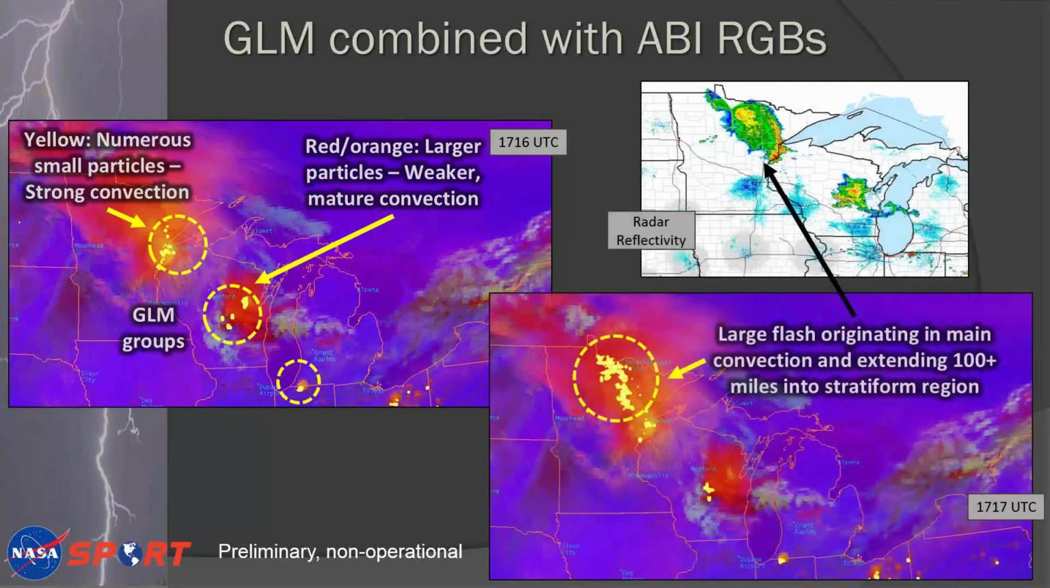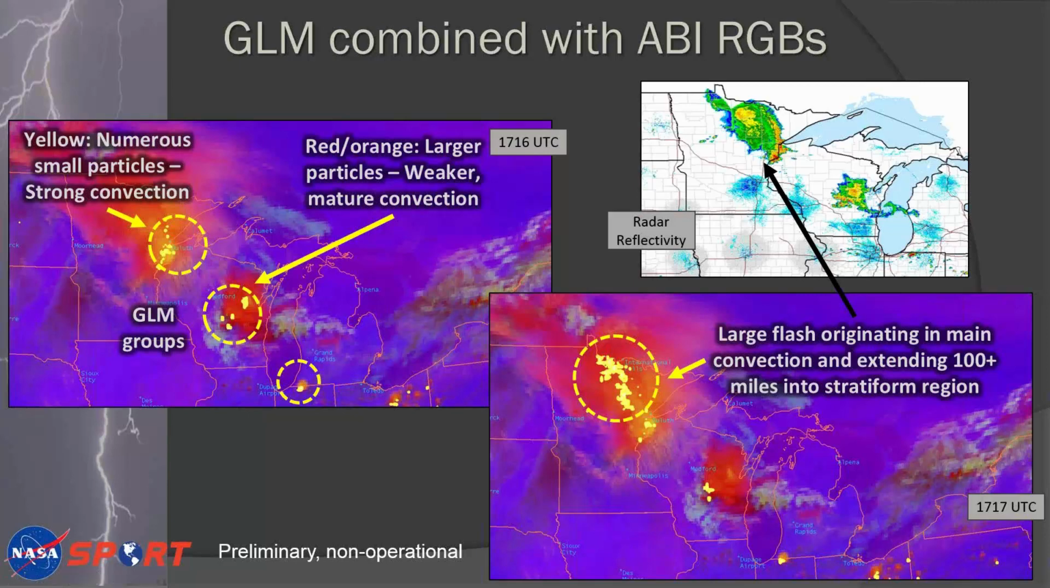We go ahead 1 minute later, and we see that, again, not too much has changed over Wisconsin or Indiana, but now we see this very large flash extending practically from Duluth, Minnesota, up north past International Falls, Minnesota. This distance extended over 100 miles.